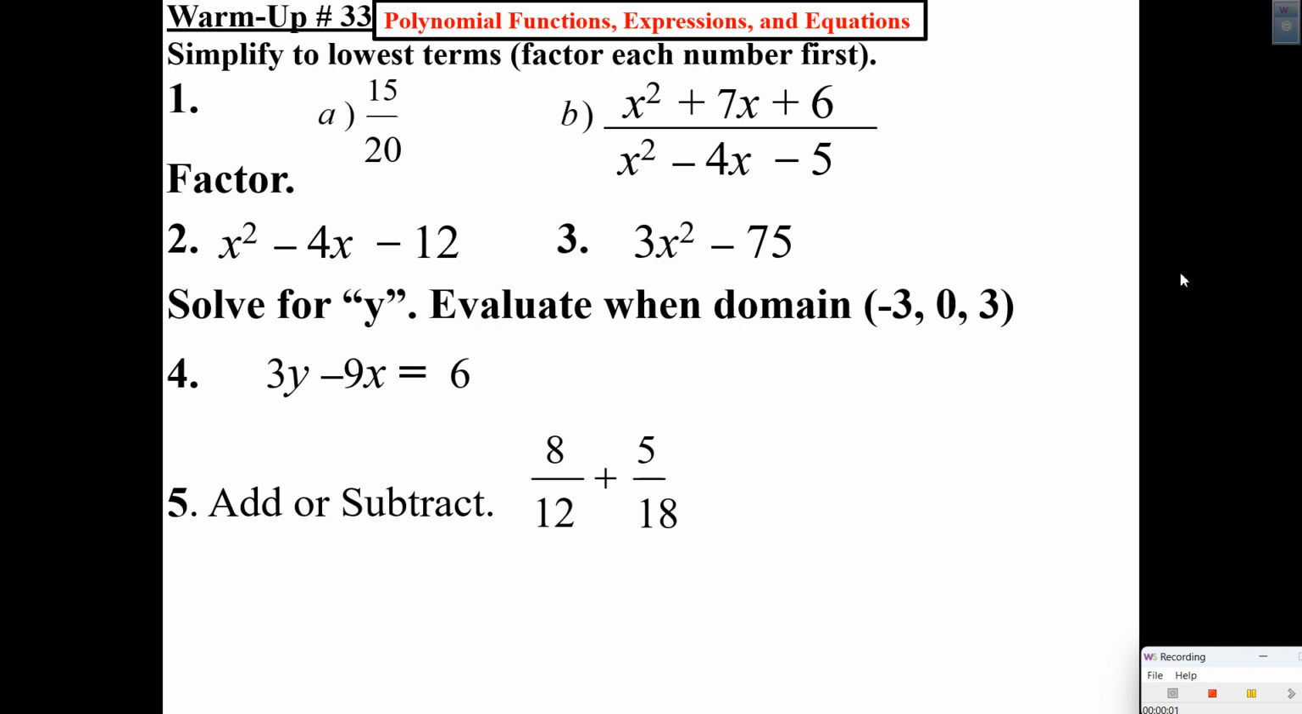Warm-up number 33 reads: for numbers 1a and b, simplify to lowest terms. For numbers 2 and 3, factor. Number 4, solve for y and use the domain -3, 0, and 3. And for number 5, add or subtract, given 8 over 12 and 5 over 18.